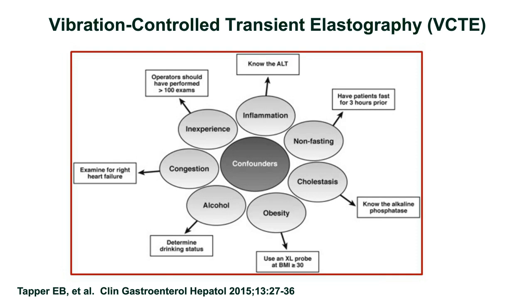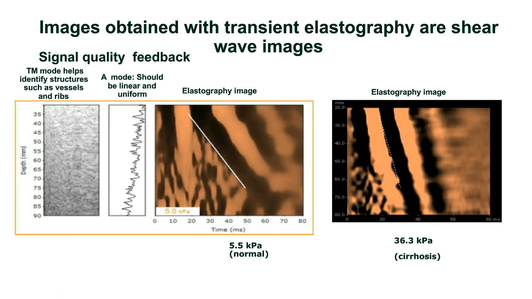So here are the images that are obtained with transient elastography. You can see here several modes that help with signal quality feedback. There's a TM mode that helps identify structures such as vessels and ribs to make sure you're in the right area in the intercostal space, as well as an A mode, which should be linear and uniform. Again, if it's not, then you know that the quality of the signal that you are getting will not provide an accurate assessment. And I showed just two representative elastography images, one with a relatively normal elastography or fibrosis score, and the other one with more advanced fibrosis or cirrhosis, this one at 36 kilopascals.